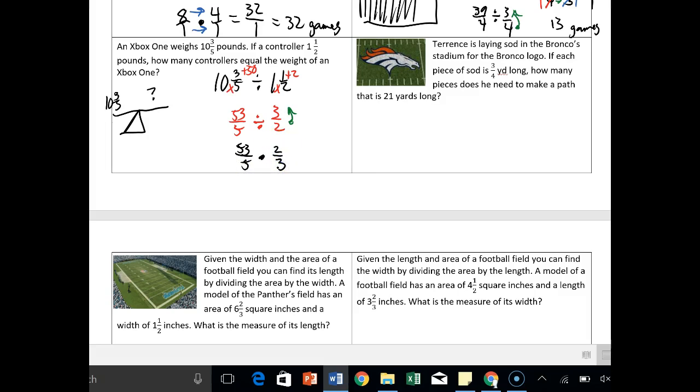So now you're asking yourself, all right, is there anything I can divide by? And the answer in this case is no. There's nothing you can divide by. So you're going to get a pretty crazy number. It's going to be 106 over 15.